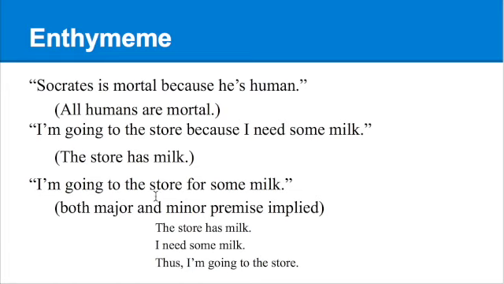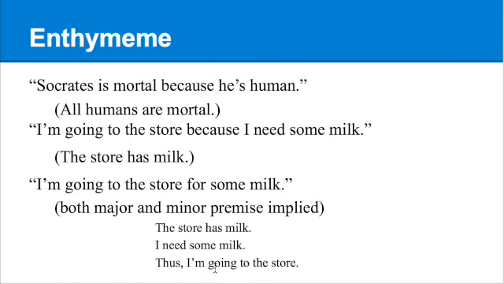One more. I'm going to the store for some milk. Now, here I've gone to another level. Instead of saying two of the three and leaving out one, I've only said one of the three and left out two. Right? I'm going to the store for some milk. Well, apparently he needed some milk. That's why he's going. And apparently the store has it.